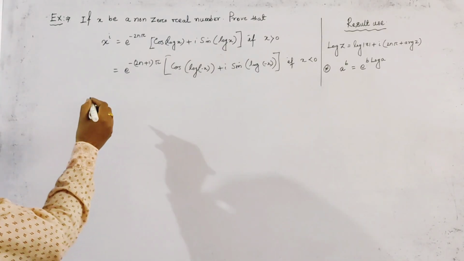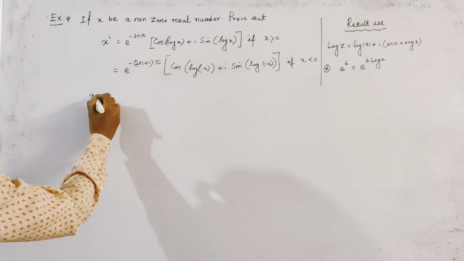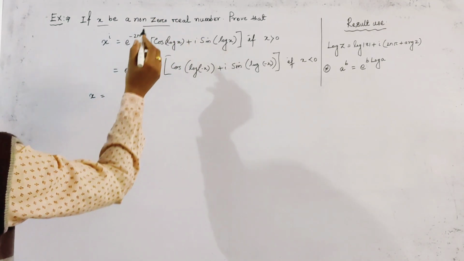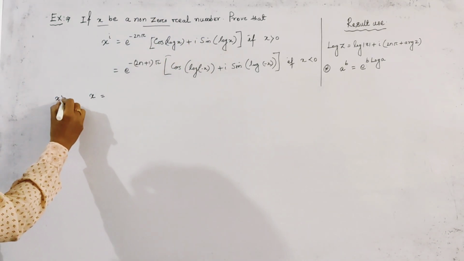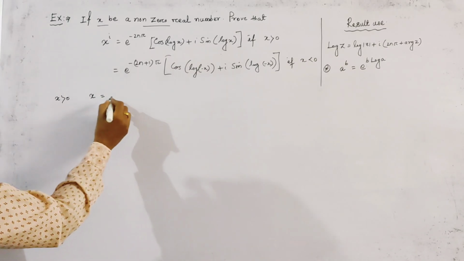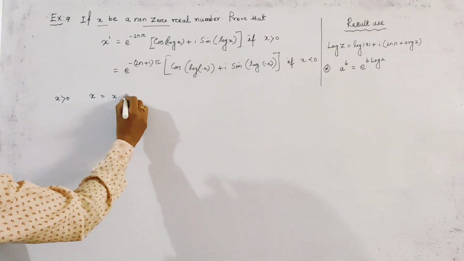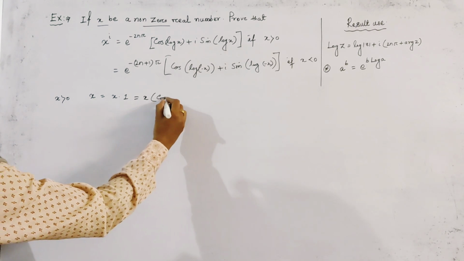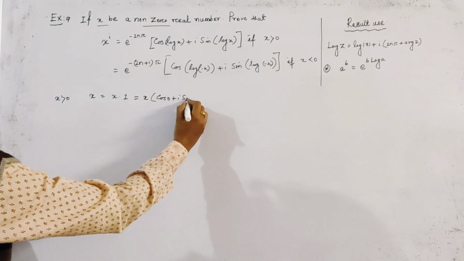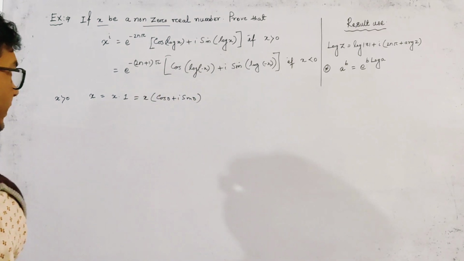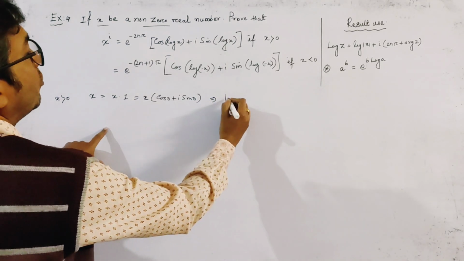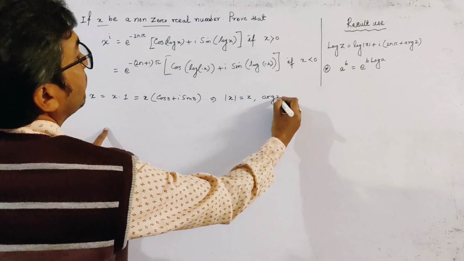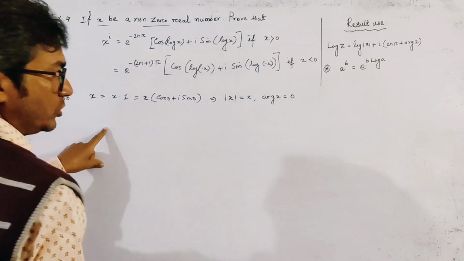Now we first write x as a complex number. Since it is given that x is a real number, we first let x be greater than 0. Then we can write x equal to x into 1, and 1 can be written as cos 0 plus i sin 0. So we get mod x equal to x, and argument of x equal to 0.